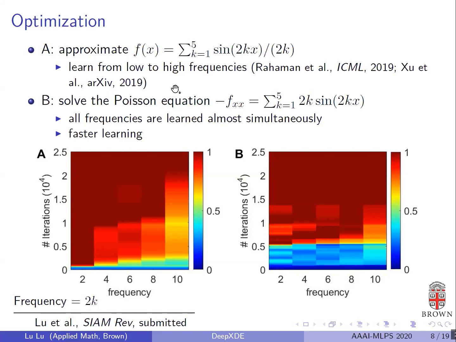The first case is we use a standard network to learn a function, f(x), which is equal to a summation of 5 terms. As you can see, this f(x) has 5 different frequencies. So we do the standard supervised learning. We sample some data points from this function and train a network. Then let's look at figure A, the left figure. So we have 5 frequencies of this target function.